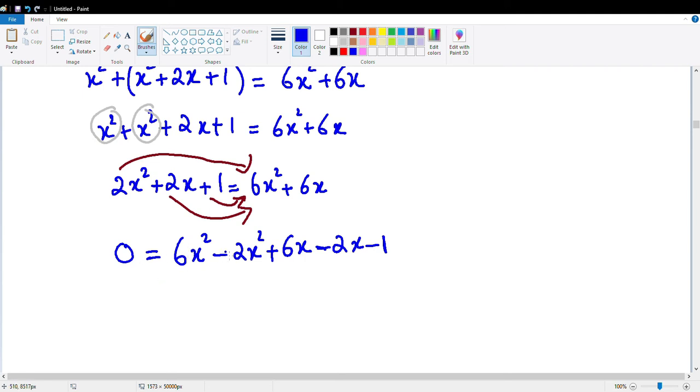Now we can write the 0 on the other side, like write the equal sign on this side and write 0 on this side. It doesn't really make a difference, right? Because all the terms are on one side and 0 is on the other side. So yeah.